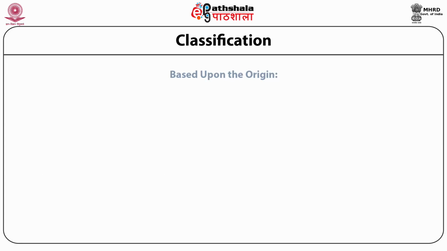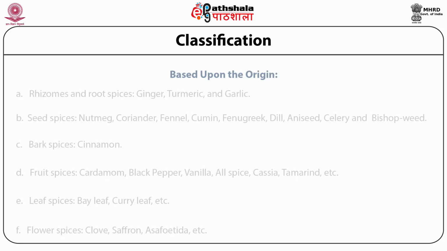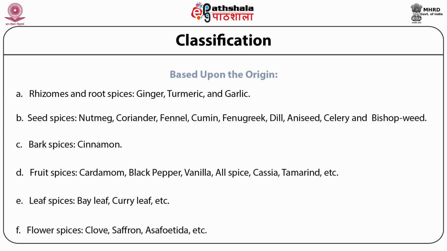There are about 35 spices and condiments which can be broadly classified into 6 groups based upon the parts of the plants from which they are obtained.